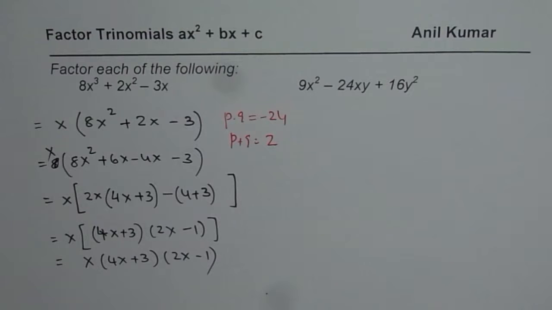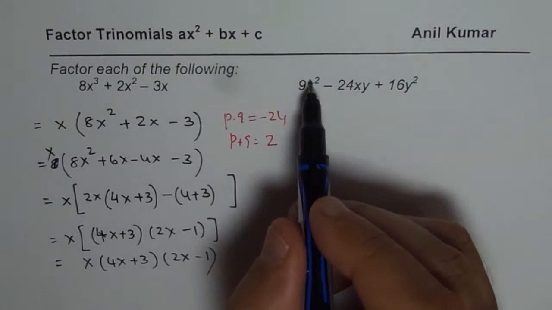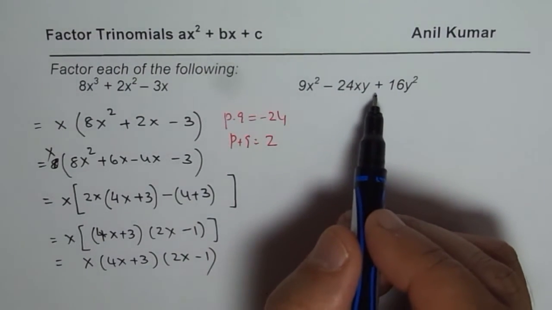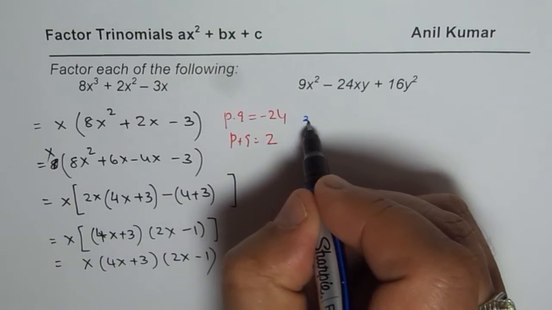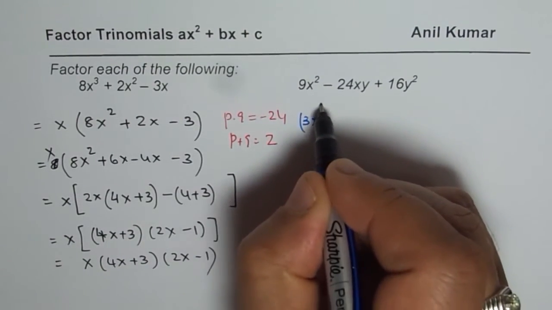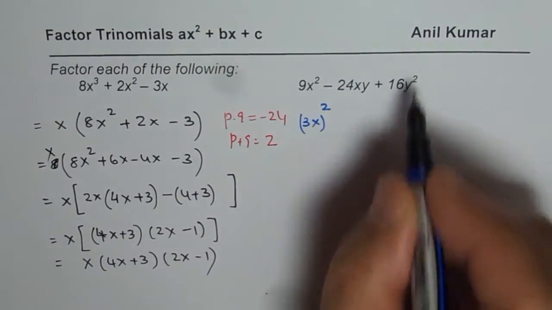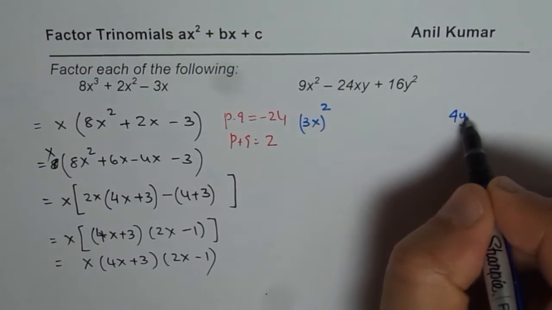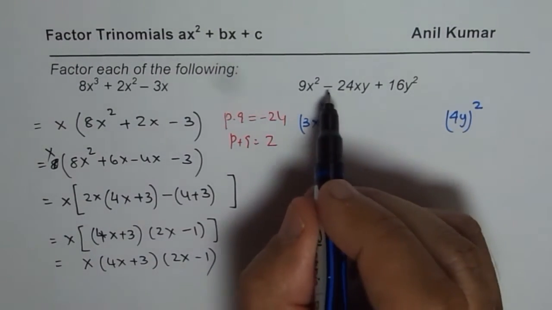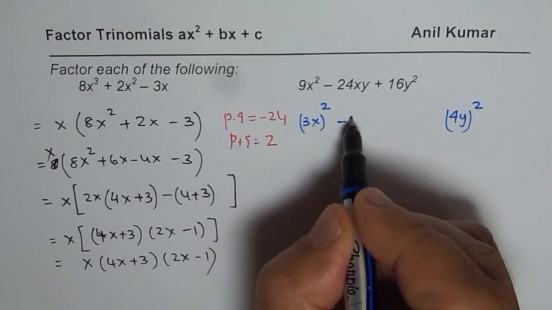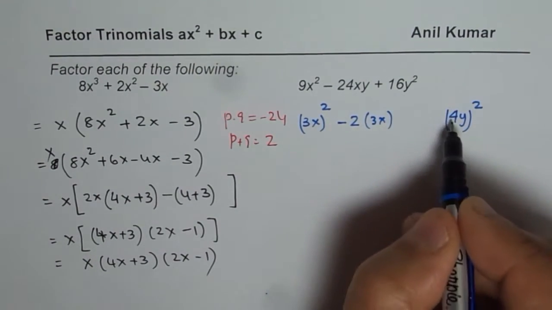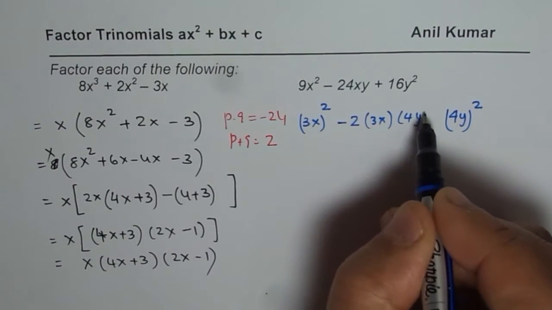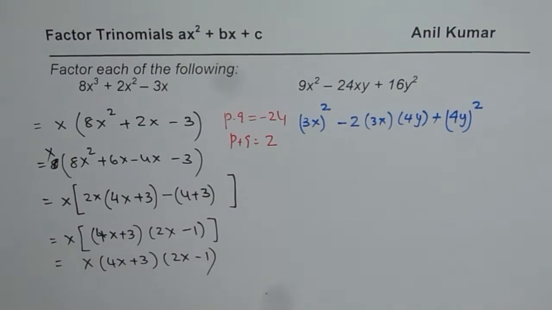Now let's see the next one. Now here I'm going to follow a different strategy. We have 9x squared minus 24xy plus 16y squared. You will notice that 9x squared is a perfect square. It is (3x) whole squared, right? 16y squared is also a perfect square. It is (4y) whole squared. And the center term in between is negative 2 times 3x times 4y, right? That is how the center term is.